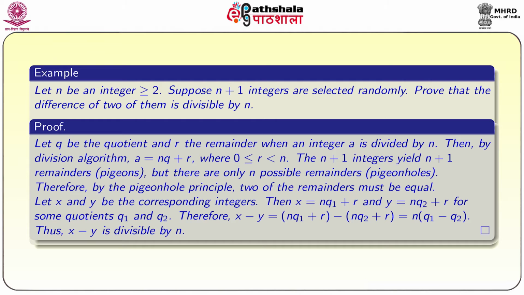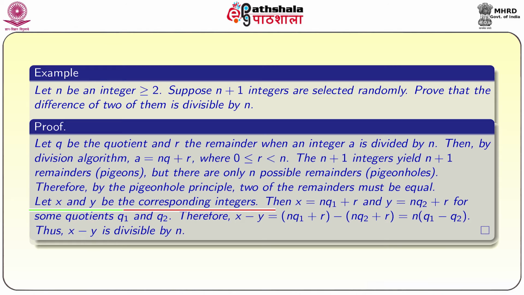So, the proof goes like this. Let q be the quotient and r be the remainder when an integer a is divided by n. Then by the division algorithm we have a equal to n q plus r, where 0 is less than or equal to r is less than n. Then n plus 1 integers will yield n plus 1 remainders. The remainders here are pigeons, but there are only n possible remainders, the pigeonholes. Therefore, by the pigeonhole principle, 2 of the remainders must be equal.